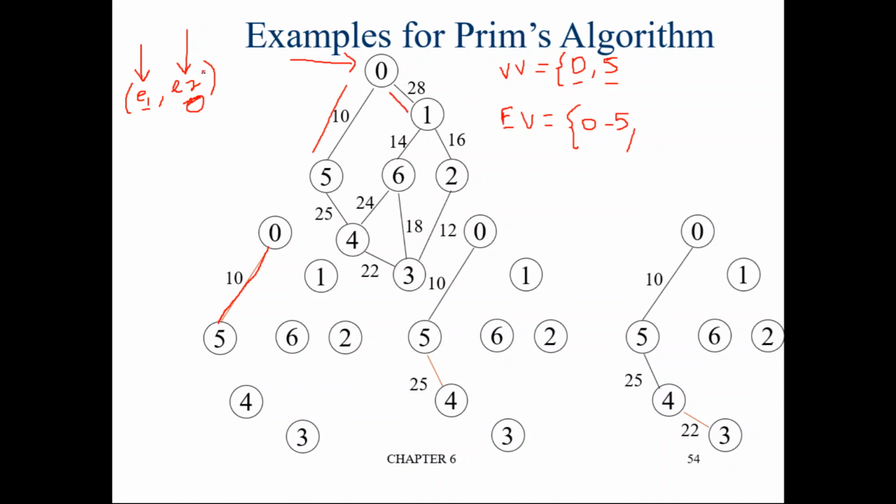Similarly from 1, the other way around, and from E2 also we can see. From 5 also we can see. That is, one of the vertices should be in the tree and the other one should not be in the tree. So from 5, 5 to 0 is already there, 5 to 4 is not there. Okay, I think this is clear. This is the one which we have to understand clearly.